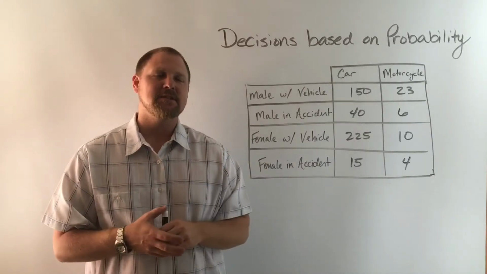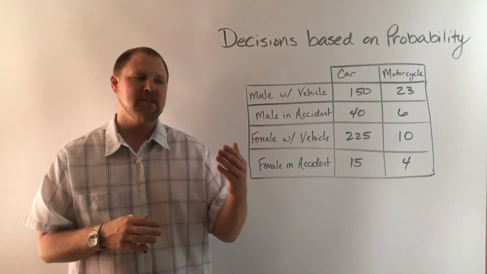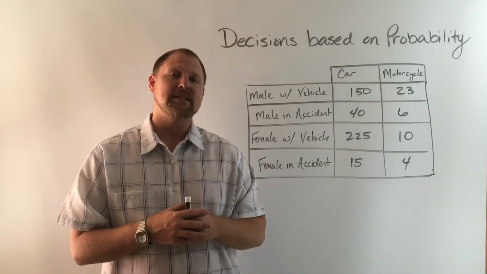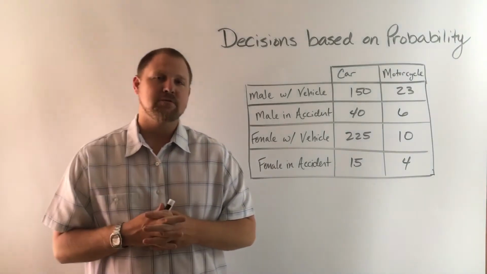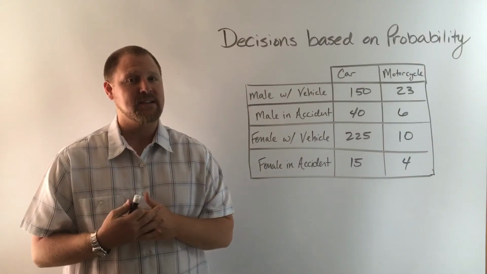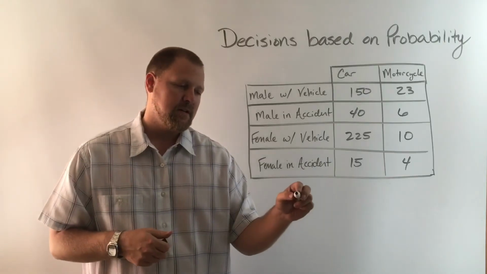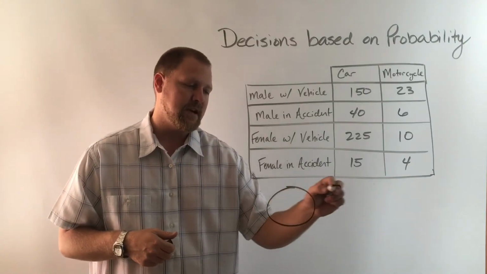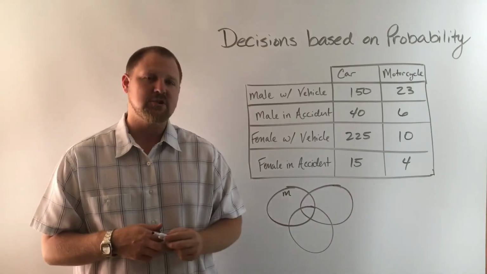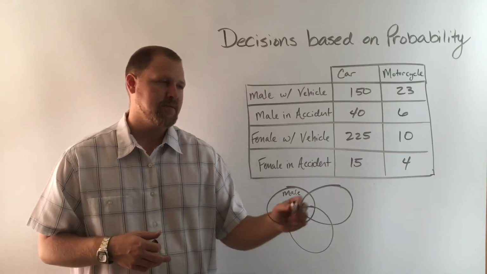The next scenario in decision making based on probabilities is this type of chart where you have males and females, type of vehicle they have, and whether or not they've been in an accident. If you notice here, this chart has 3 categories: male versus female, accident versus not being in an accident, and then the type of vehicle, car versus a motorcycle. So I suggest doing a Venn diagram. And here, this circle deals with gender, so male. Anything outside of that circle is female.